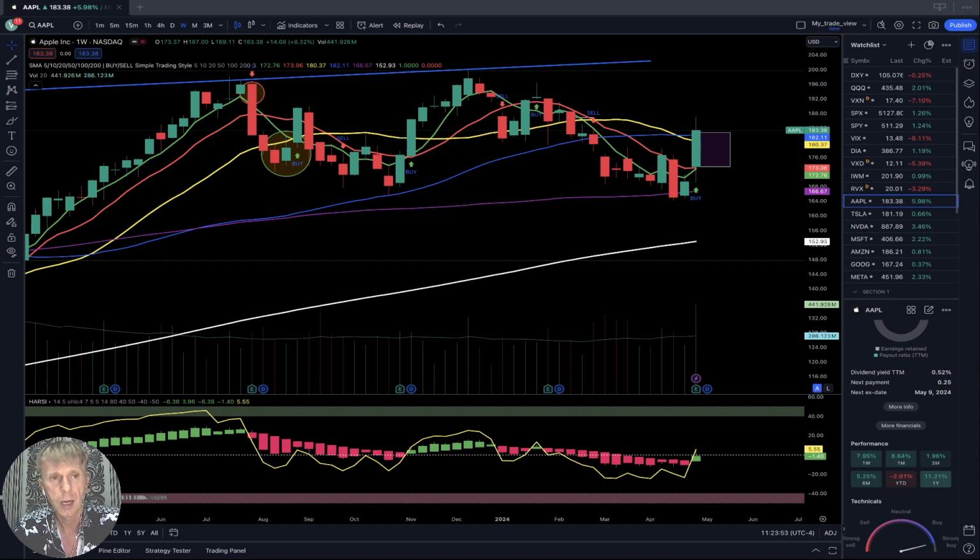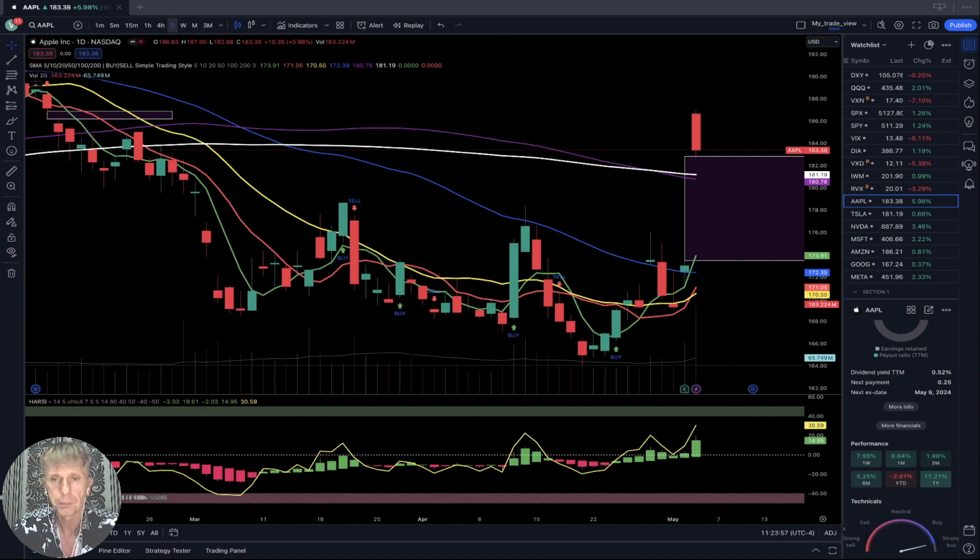And Apple now, let's start from daily. Huge gap up, right? After the earnings report, huge gap up. Just powerful gap up. I believe this gap will be filled. We'll see, will it be filled next week or will it continue bullish?